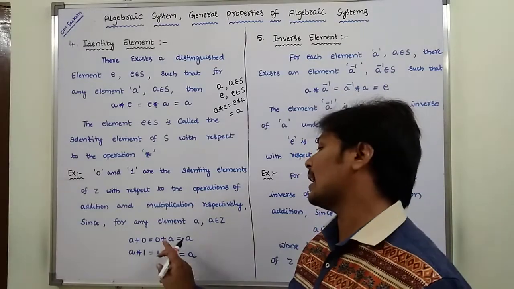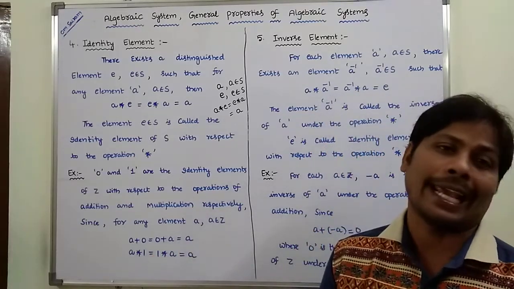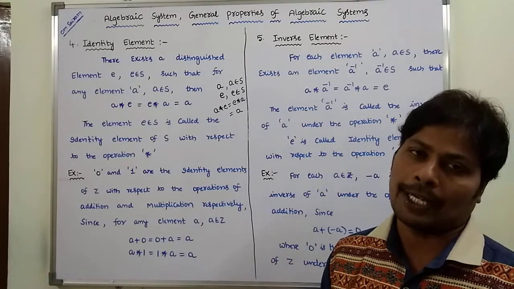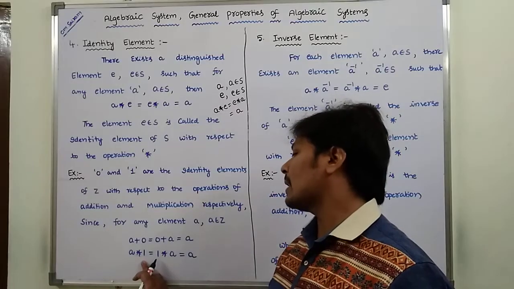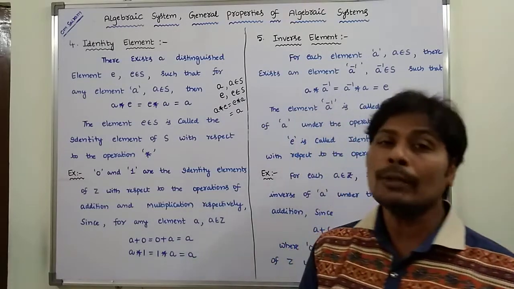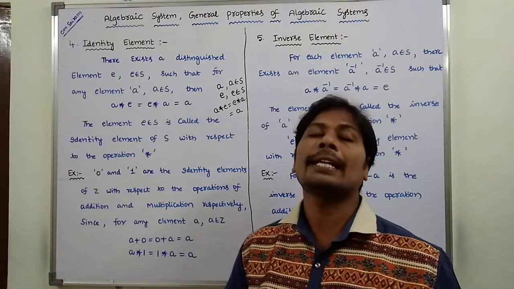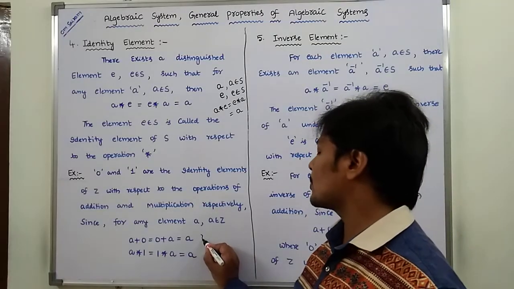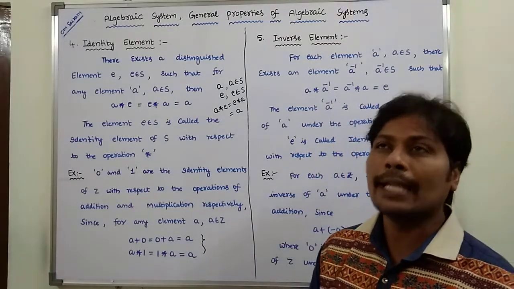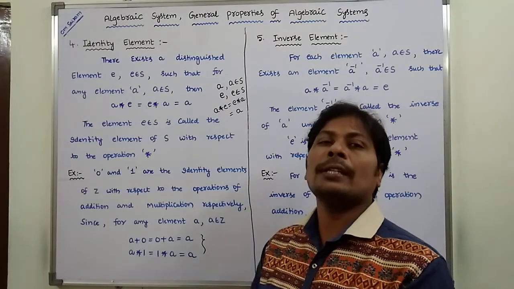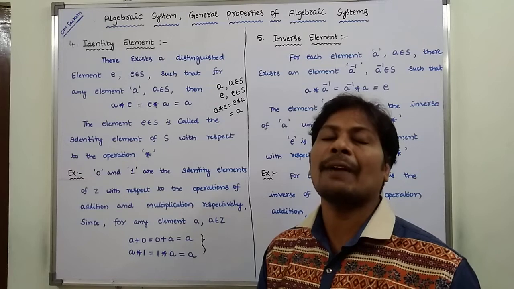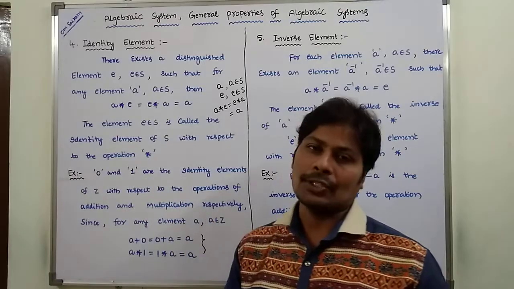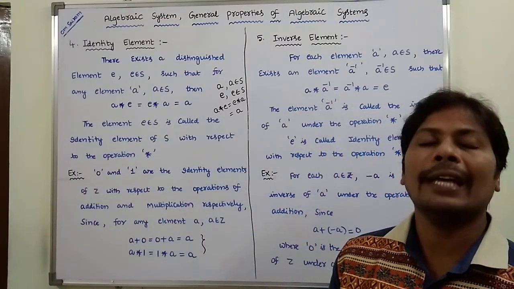A plus 0 is equal to 0 plus A is equal to A. Here 0 is the identity element with respect to the addition operation. Next, A star 1 is equal to 1 star A is equal to A. Here 1 is the identity element with respect to the multiplication operation. So whenever these two conditions are satisfied, the addition operation and multiplication operation satisfy the identity element property under the set Z. Z is nothing but the set of integers.